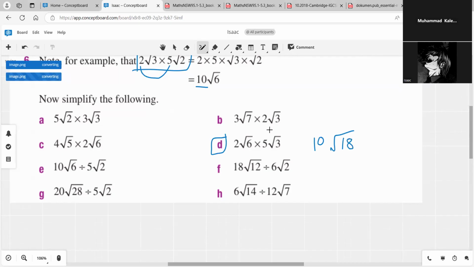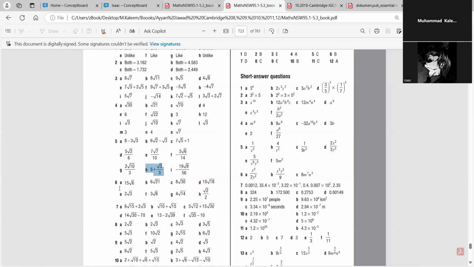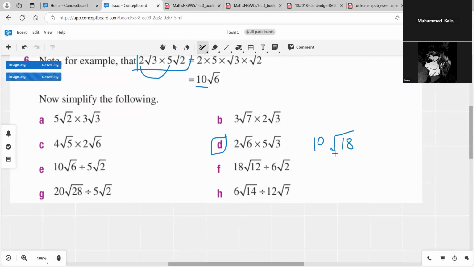I think this one will not be its answer. Let me check. Might be this one will be its answer. Question number 6, and it's D part. Yeah, that's the answer. But if you are asking me, yes, we can simplify it.